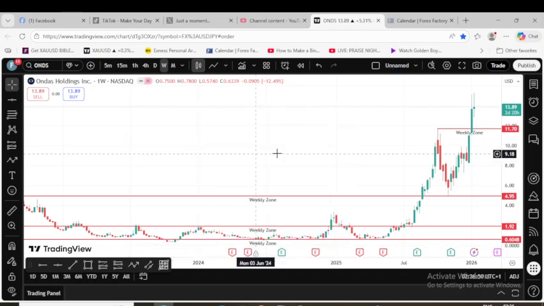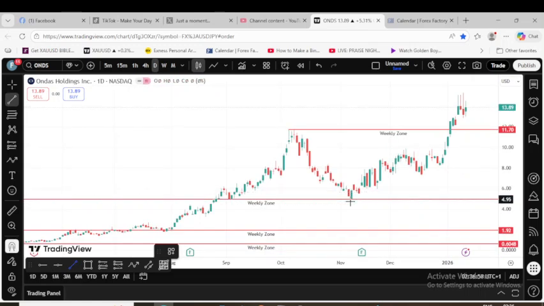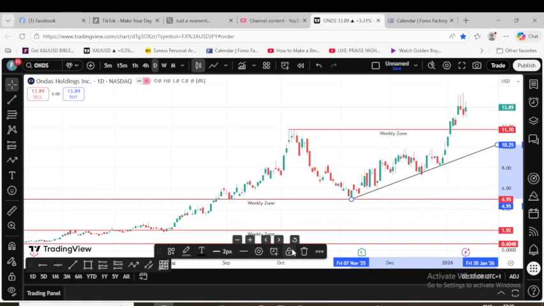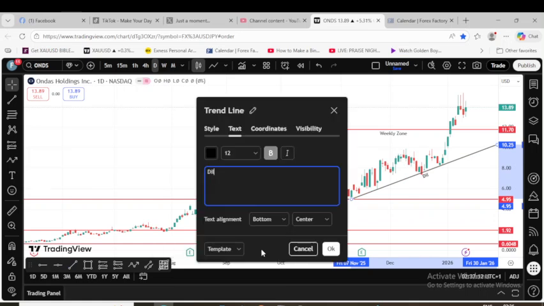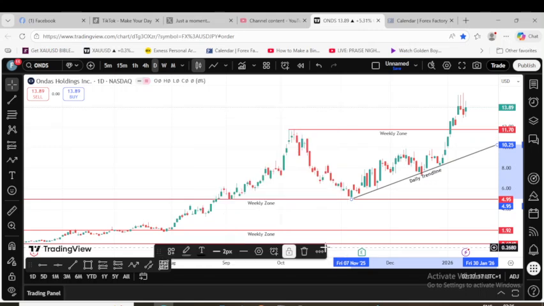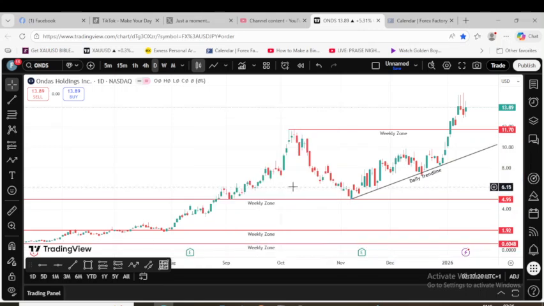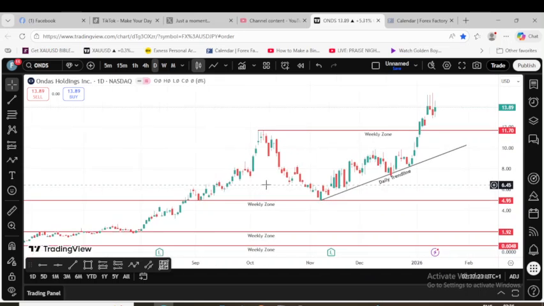Okay, so let's go down to the daily time frame. You can already see that there's a trend line that can be drawn across these points, like this. It's our daily trend line. We also have a daily zone here.